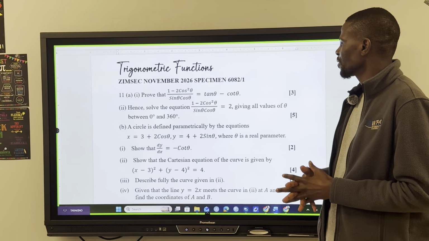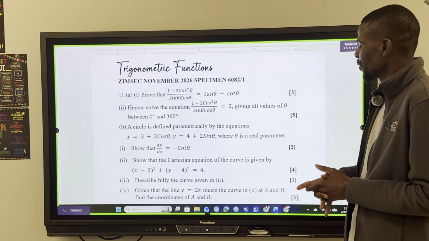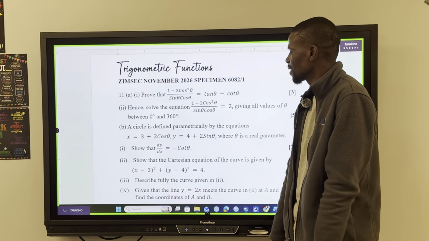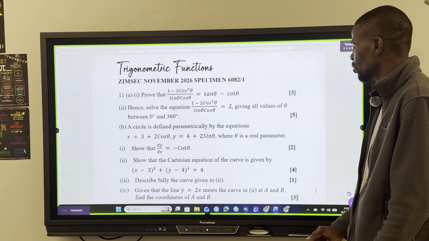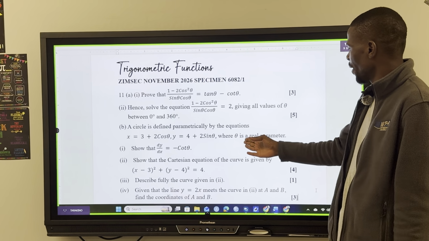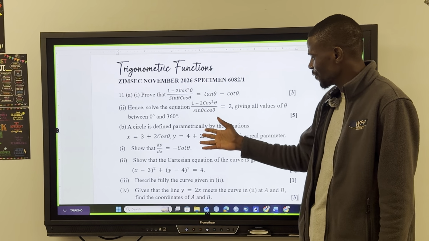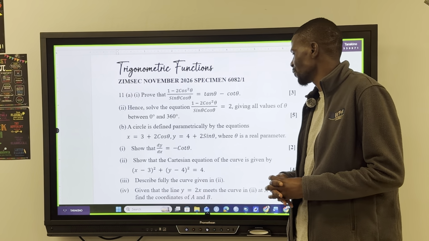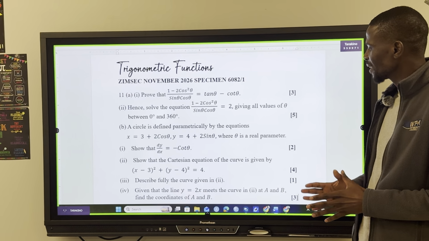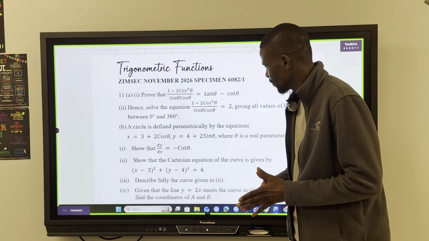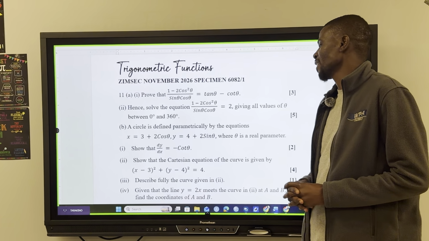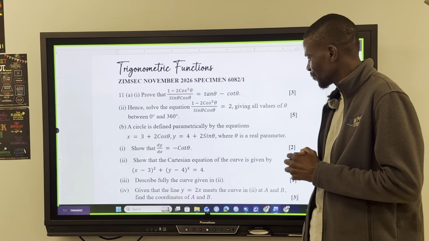B, a circle is defined parametrically by the equations x equal to 3 plus 2 cos theta, y equal to 4 plus 2 sine theta, where theta is a real parameter. Item 1, show that the derivative is equal to negative cot theta. Item 2, show that the Cartesian equation of the curve is given by (x minus 3) squared plus (y minus 4) squared equal to 4.